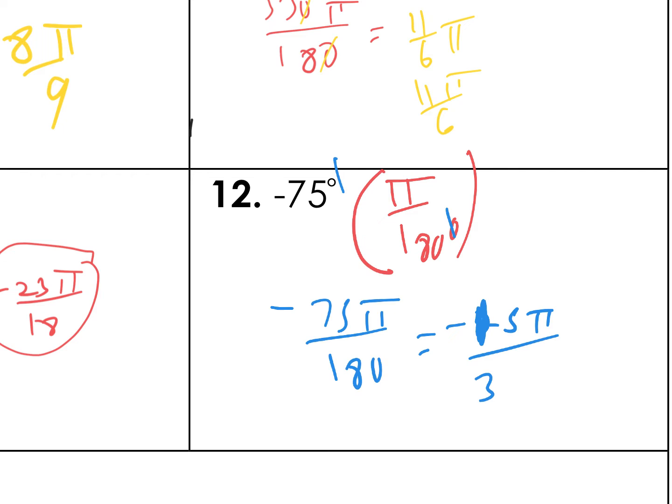What were we dividing by to reduce? We were trying to divide by 5, weren't we? We divided 75 by 5. Which we got 15, and then 180 by 5. So what's 180 divided by 5? 36. I was almost there. 36. I think they can reduce again by 3.